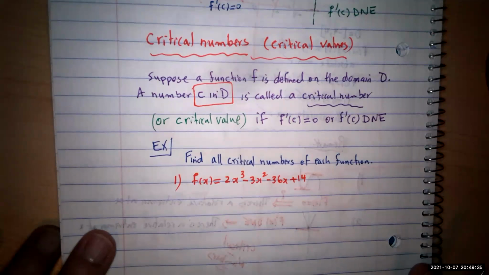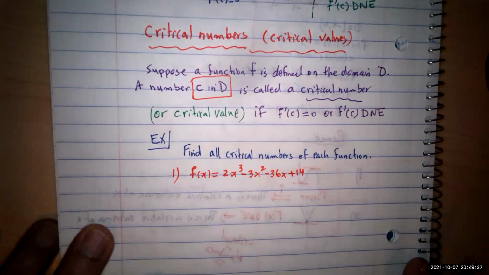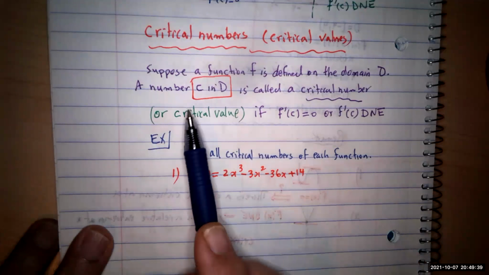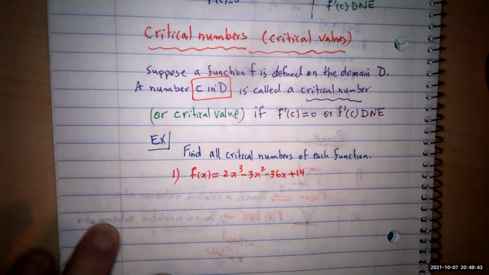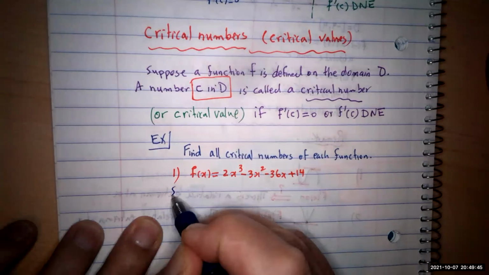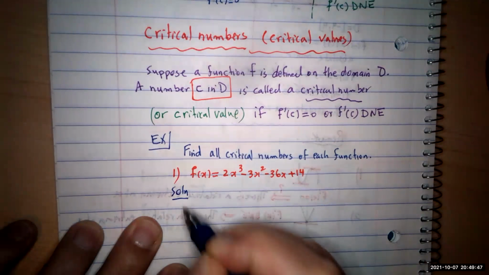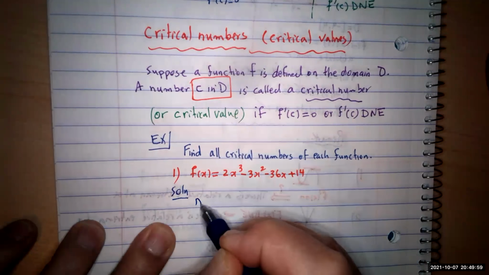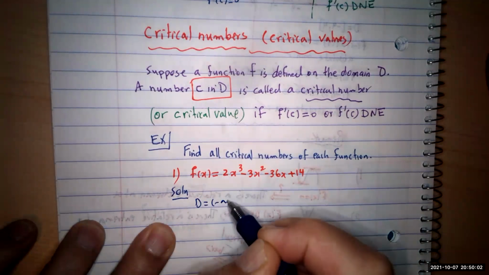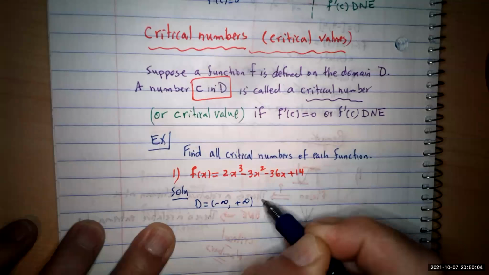You must start with the domain, because you have to make sure that these numbers are in the domain. So make sure you don't miss any point. Solution, domain of this function. What's the domain of this function? Negative infinity to positive infinity. That's it. It's a polynomial. So the domain is R, or negative infinity, positive infinity. That's step 1.